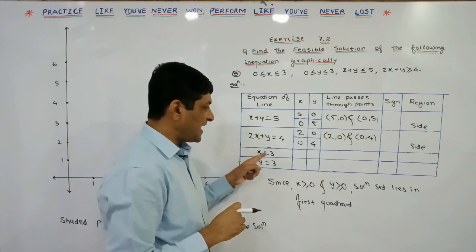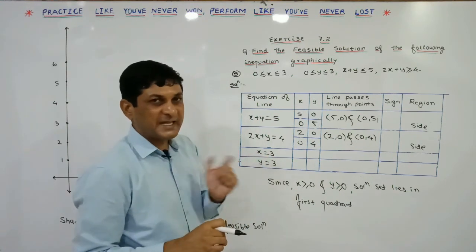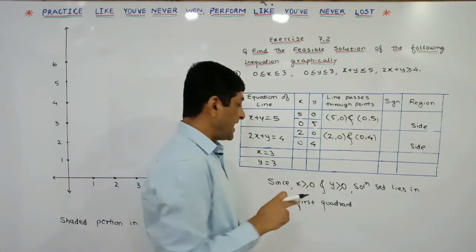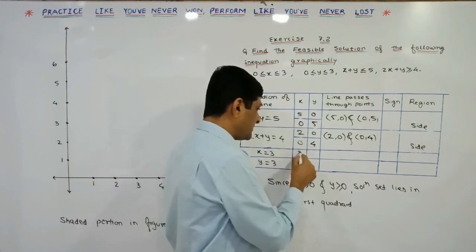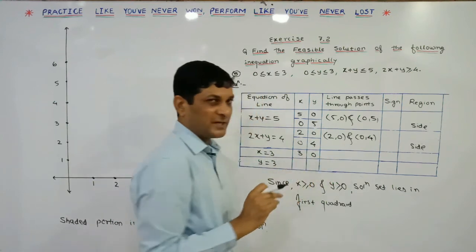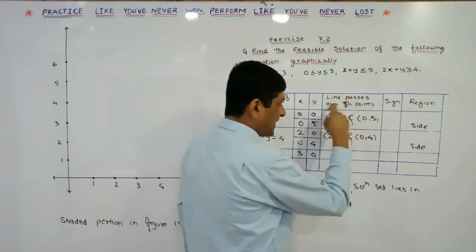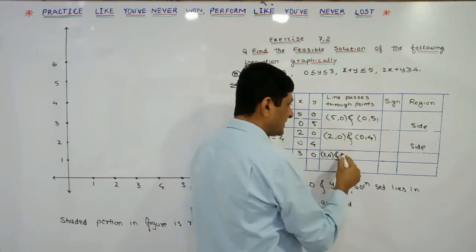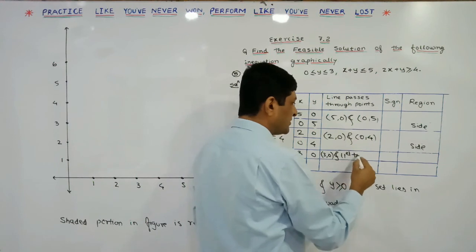For the third line, x = 3, that is x equal to a constant, is a line parallel to which axis? Y axis, and it passes through the point whose x coordinate is 3. Take the y coordinate equal to 0. So this line passes through the point (3, 0) and is parallel to which axis?